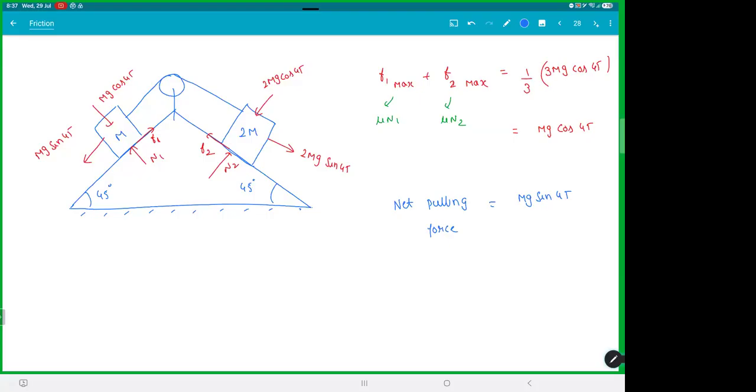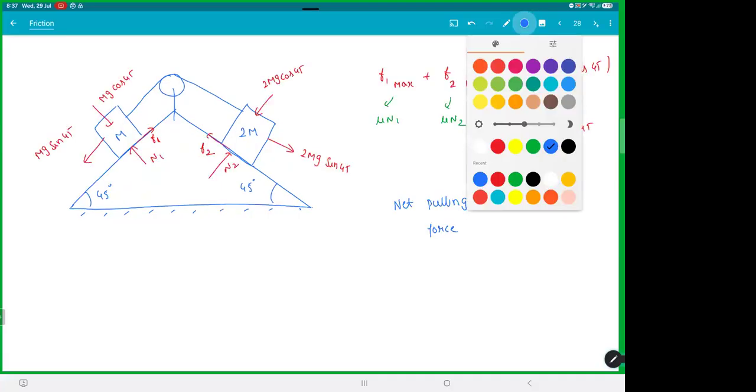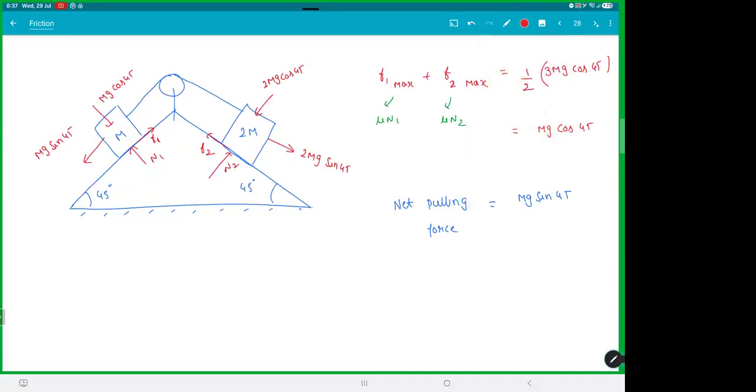Suppose you take the value of mu more, let's say mu is equal to half. So let me make it more, actually. If you make mu equal to half, then it will be even more so. Then this will be 1 by 2, and this will now be 3 by 2 mg cos 45. And then we will argue like this: since net force is less than F maximum, the system won't move. You don't have enough force to break the friction. Therefore, the system is at rest.